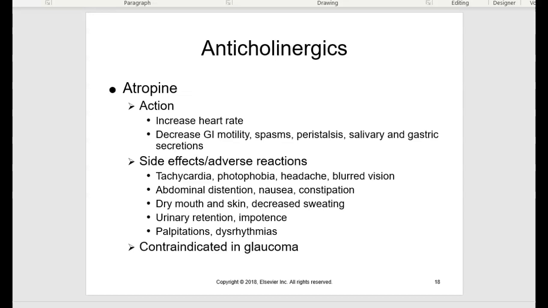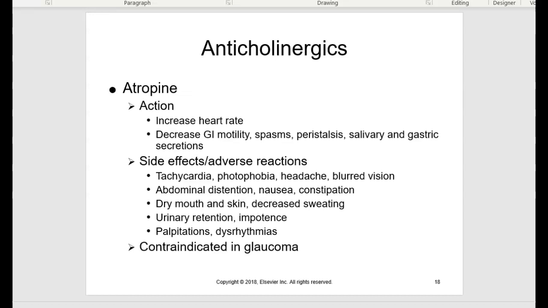So atropine can be given to a patient who has symptomatic bradycardia. So they have a low heart rate and they're feeling symptoms because of it. What decreases, the P with the downward arrow, I would write secretions or salivation. With atropine, there's decreased GI motility, spasms, peristalsis, salivary, and gastric secretions. So the decreased secretions or salivation is important as a pre-op med. Atropine will be given to dry up all the secretions to decrease the risk for aspiration.